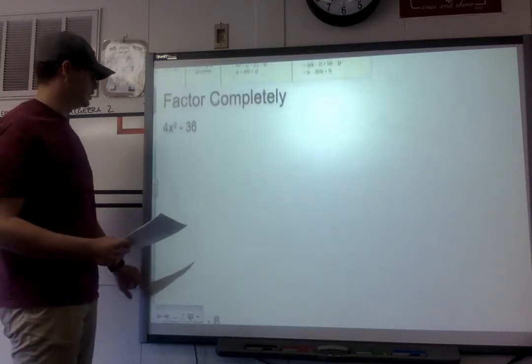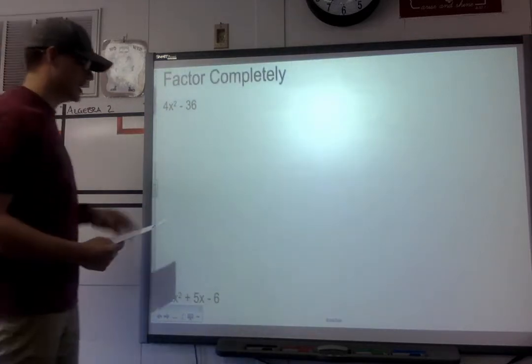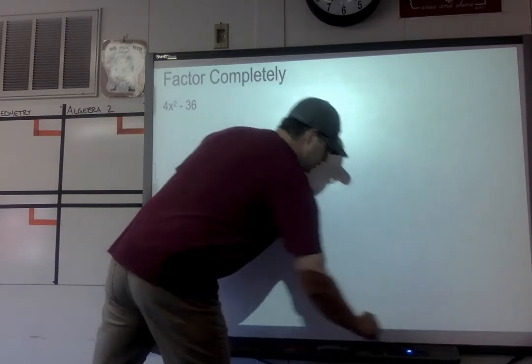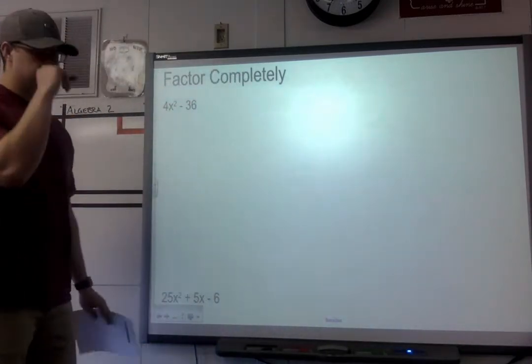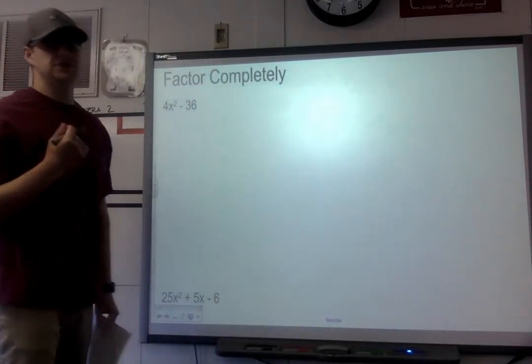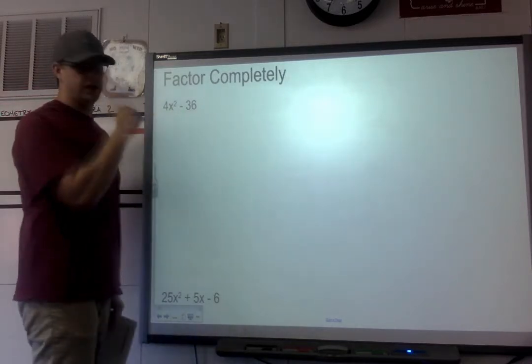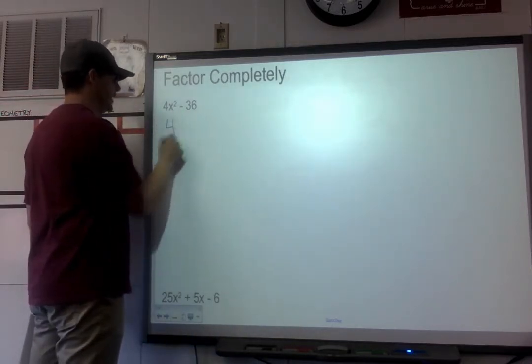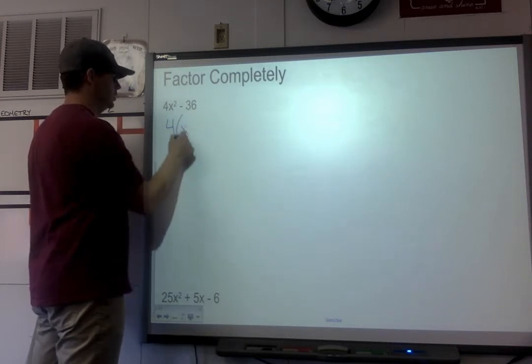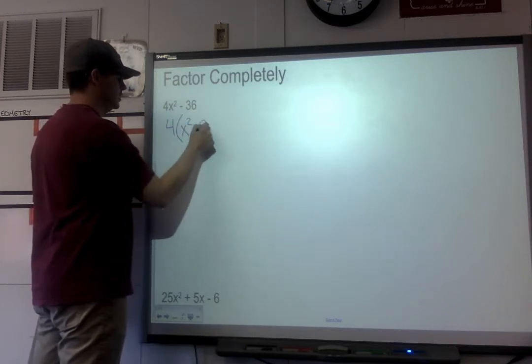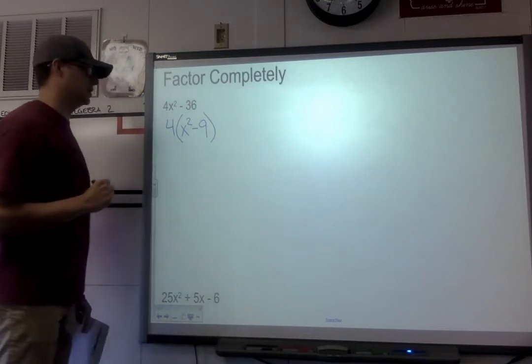So the first one, 4x squared minus 36. Now remember, no matter what, the first thing you want to look for is always to see if there's a greatest common factor you can take out. 4 goes into 4 and 36, so we can factor out that 4. We're left with x squared minus 9.